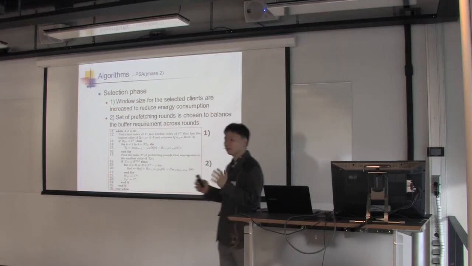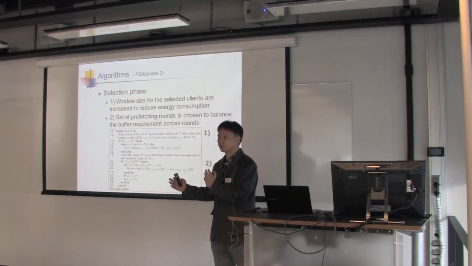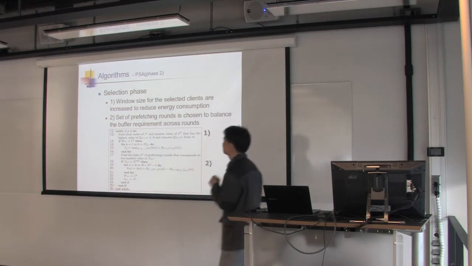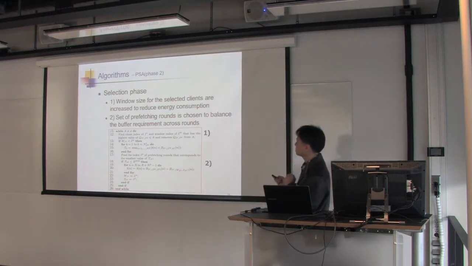But we have spare buffer space, so we have to increase the window size index. So window sizes for the selected clients are increased to reduce energy consumption, as can be seen here. And the set of prefetching rounds is chosen to balance the buffer requirement across rounds. And the details can be described as here.